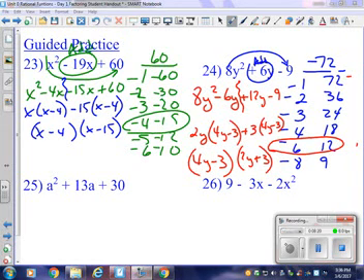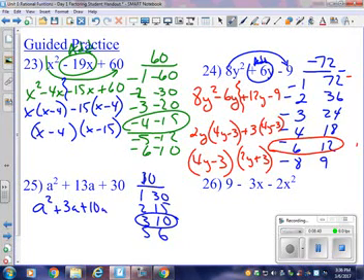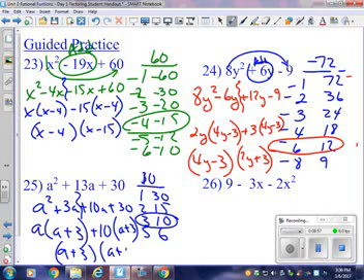All right, let's see what you did with that list. I've got 1 and 30, 2 and 15, 3 and 10, 5 and 6. They're all positive because the problem's all positive, so there's no way I could get a negative, and 3 and 10 make it work. So a squared plus 3a plus 10a plus 30. Split the problem. You can take an a out. That leaves you with a plus 3. With 10a and 30, you can take a 10 out and that leaves you with a plus 3. So the final answer to this question is a plus 3 in one of the parentheses and a plus 10 in the other one. And I don't care which parentheses you write first. That's totally up to you.